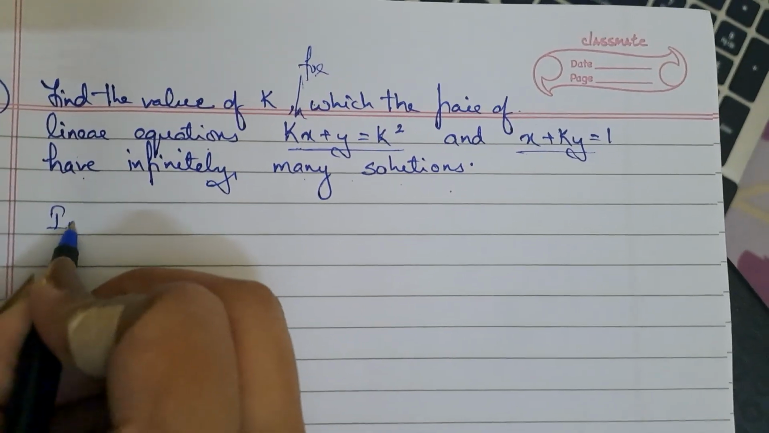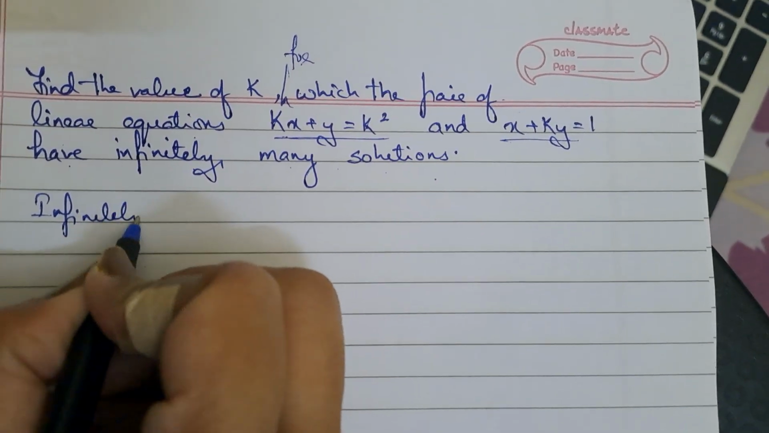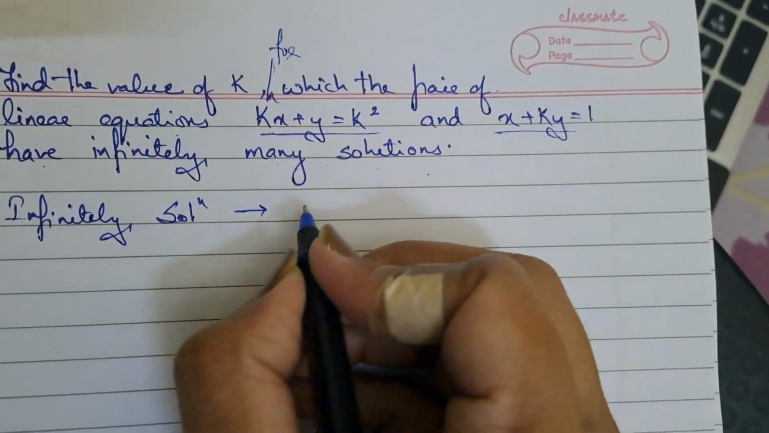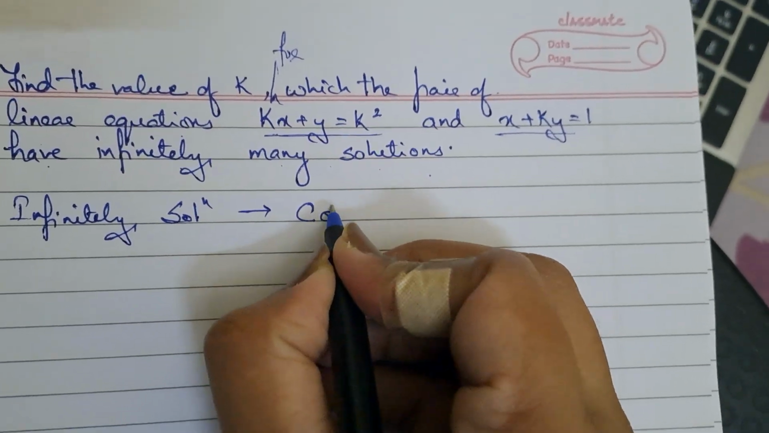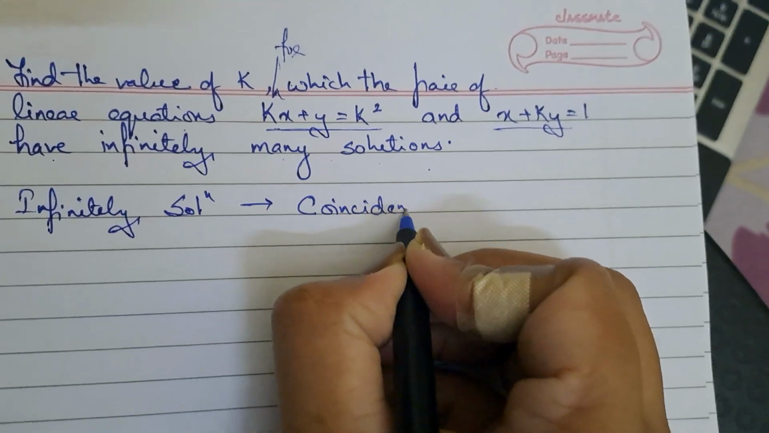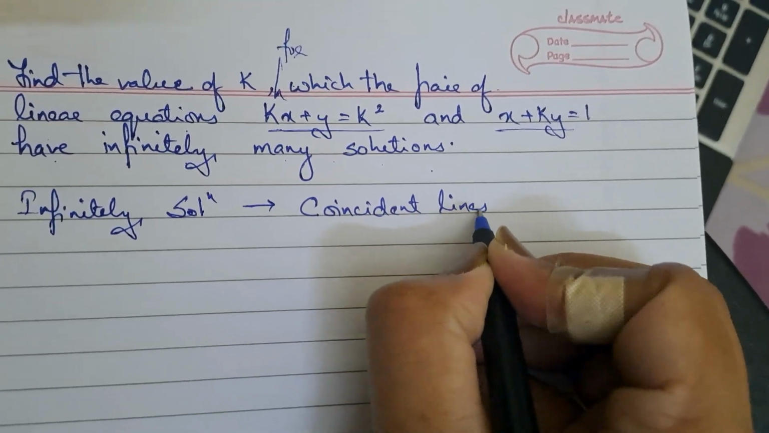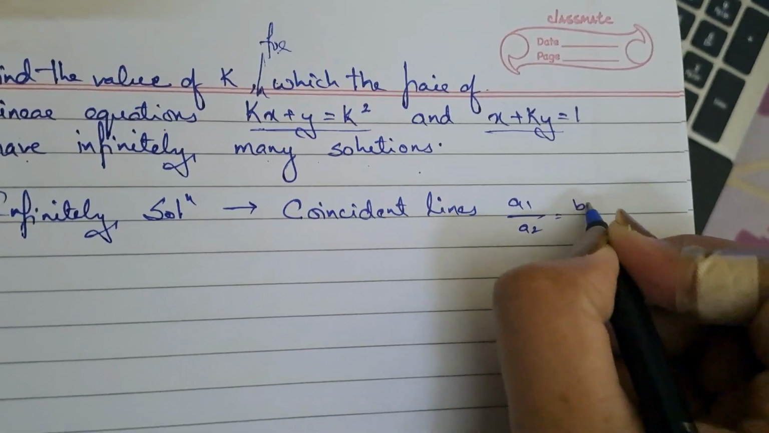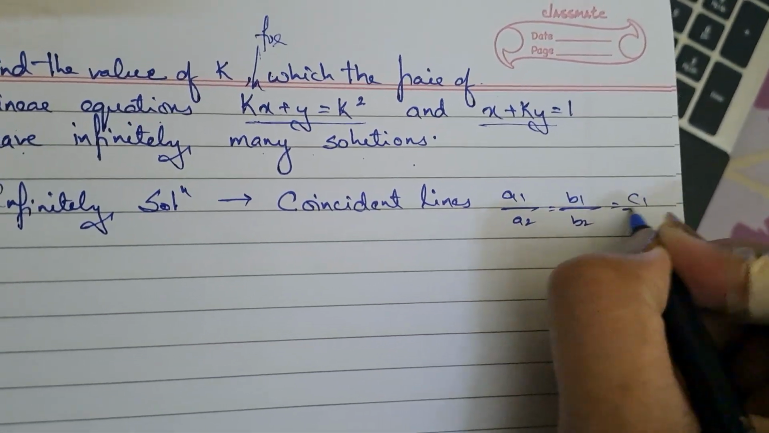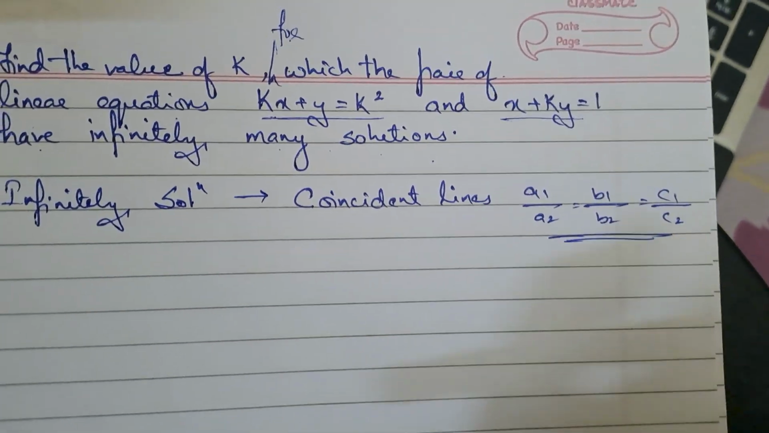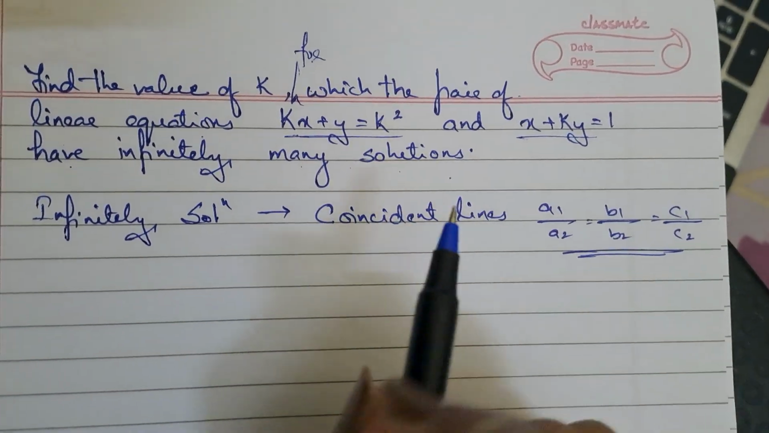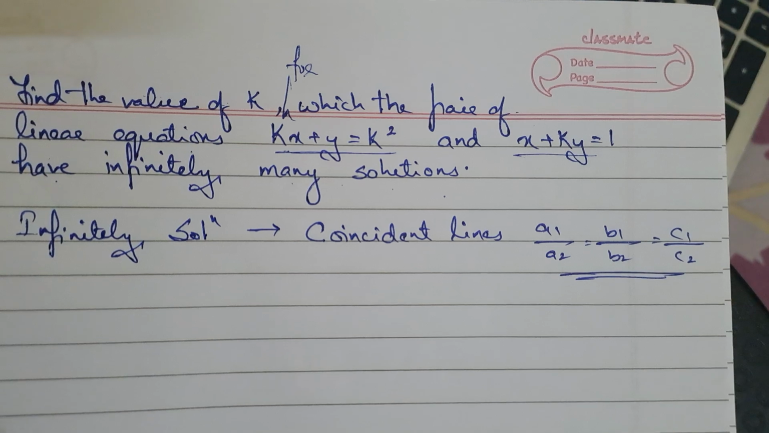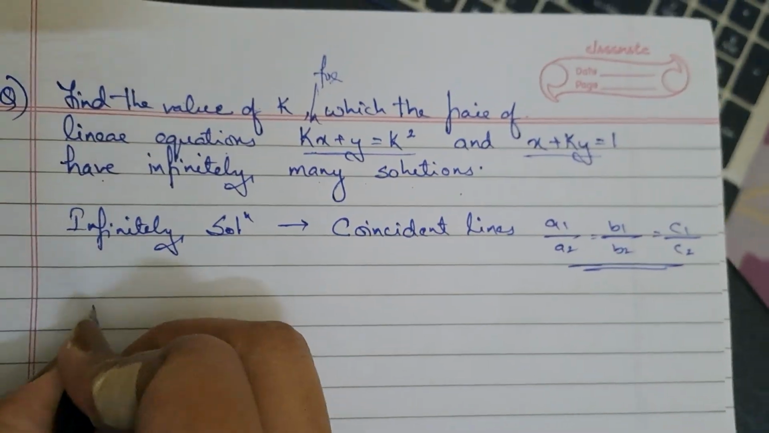For infinitely many solutions, what is the condition? They are supposed to be coincident lines, and for coincident lines the equation is a1 by a2 is equal to b1 by b2 is equal to c1 by c2. This is the condition that I know. Fine, very much happy I am. Now because he's asking me to find the value of k, how am I going to find it? Let me just write down the equation.